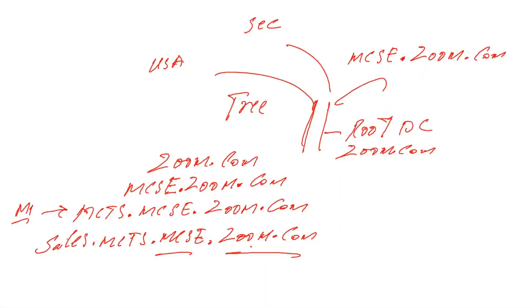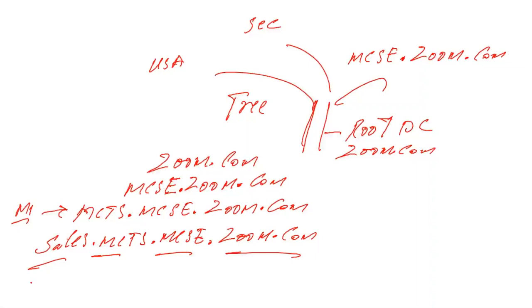Zoom.com is called the parent server, right? MCSC is called the child, MCTS is called the grandchild, and sales is called the great grandchild. Now tell me, are all the domains following the name of the parent server or not here? So it's called a hierarchy tree structure. It's called a hierarchy tree. It means the children are following the name of their parents here.